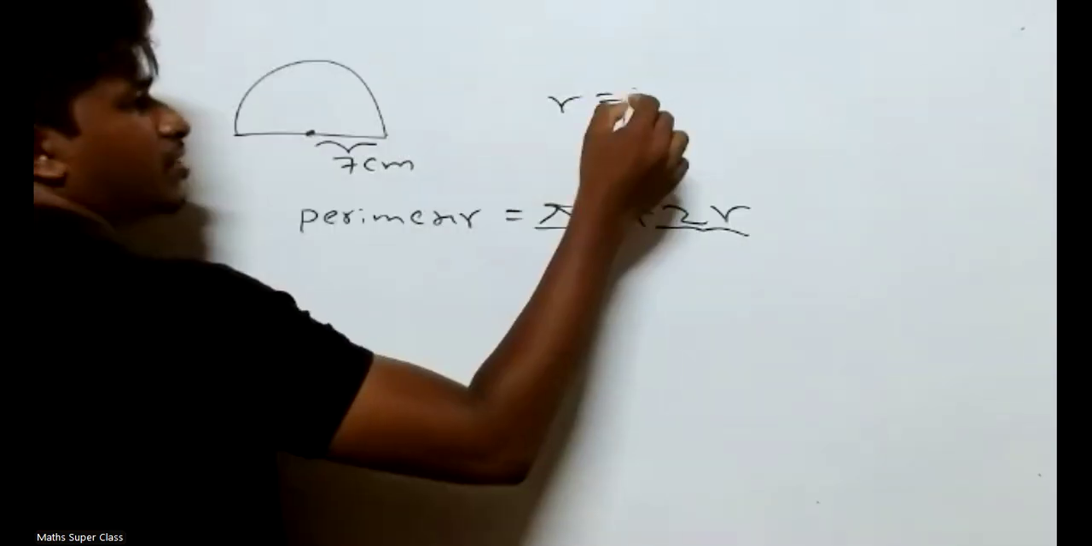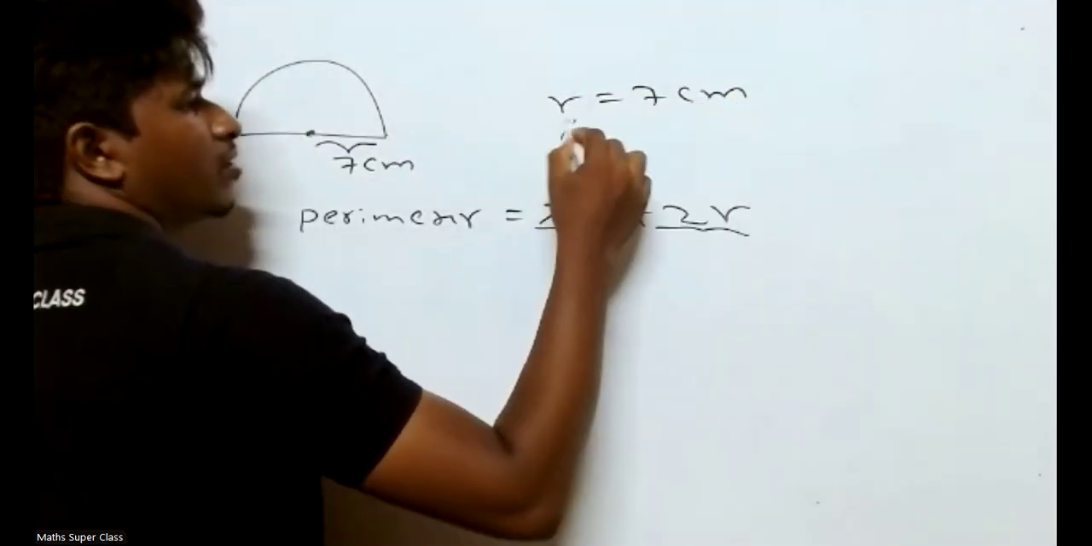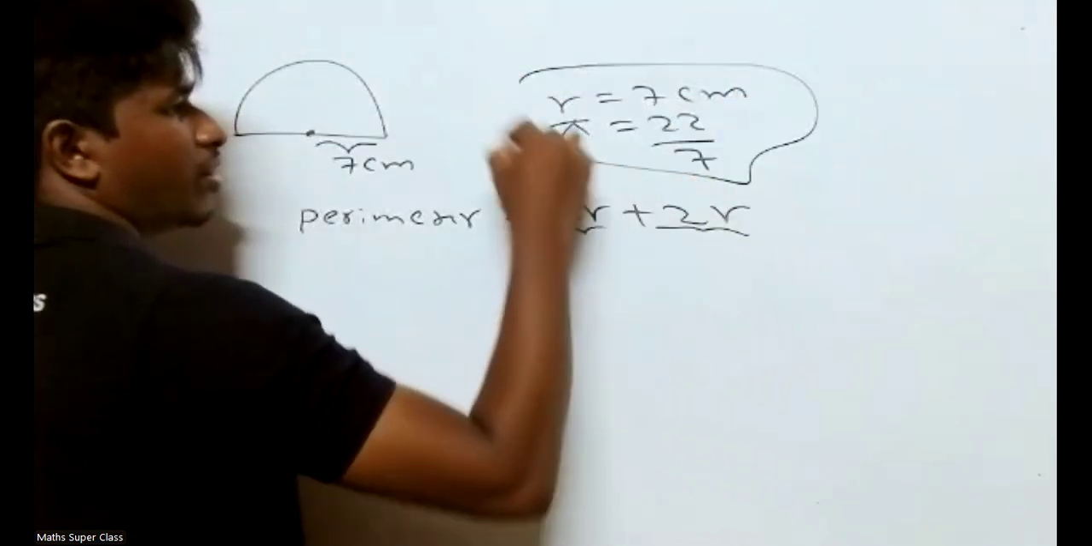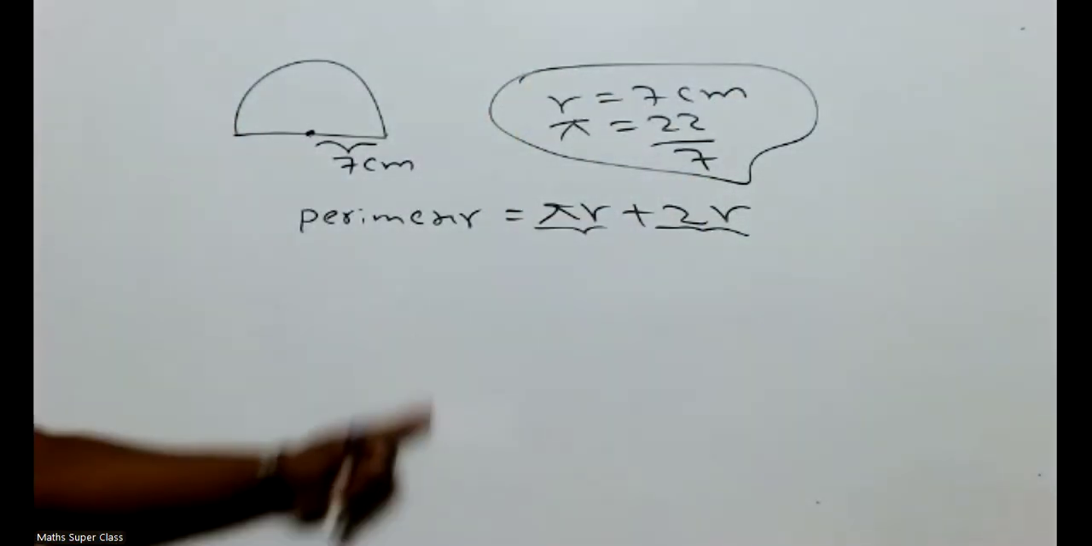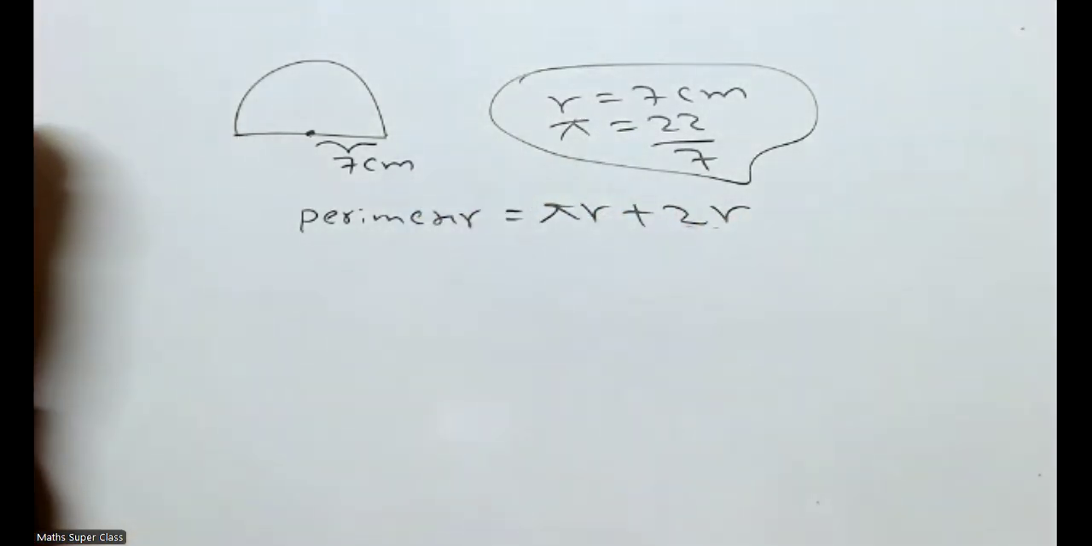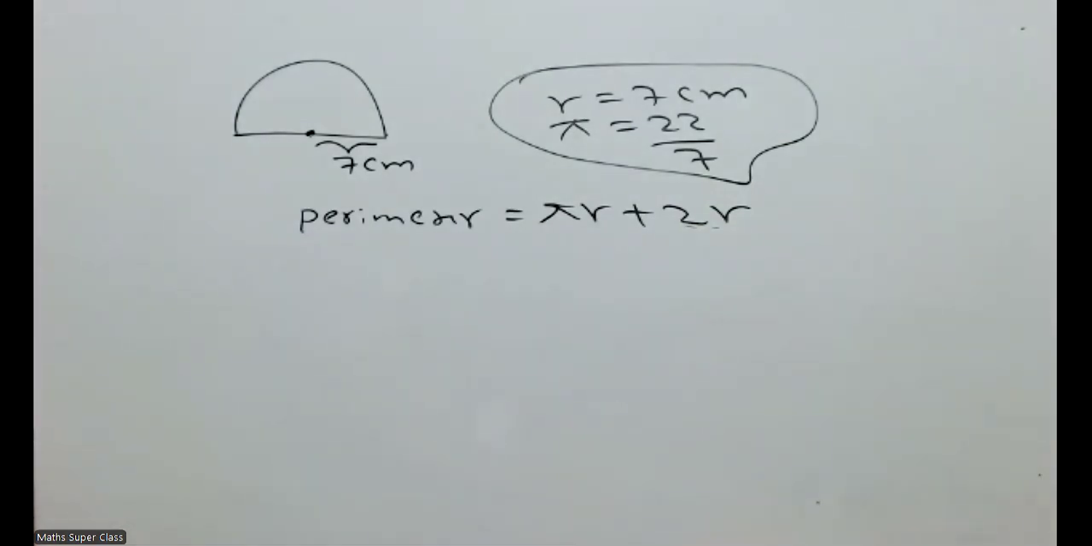So r equals 7 centimeters. Pi equals 22 over 7. I'm waiting for your answers. Perimeter means pi r plus 2r. Can you try this one? I'll wait 2-3 minutes for you.